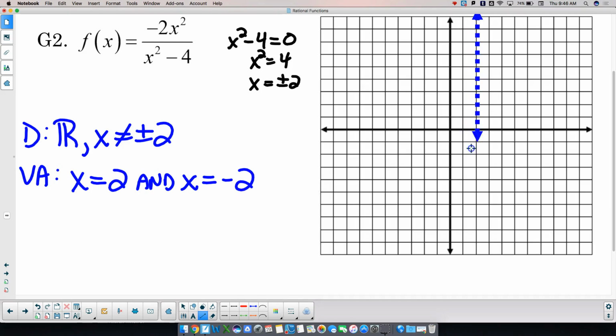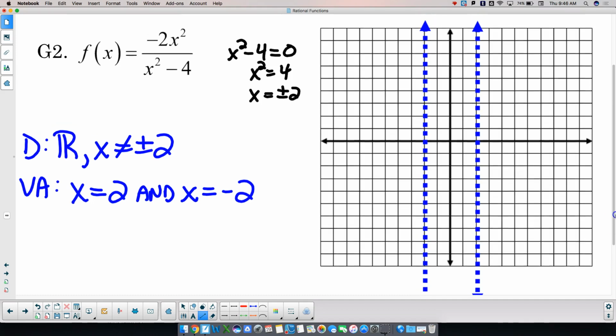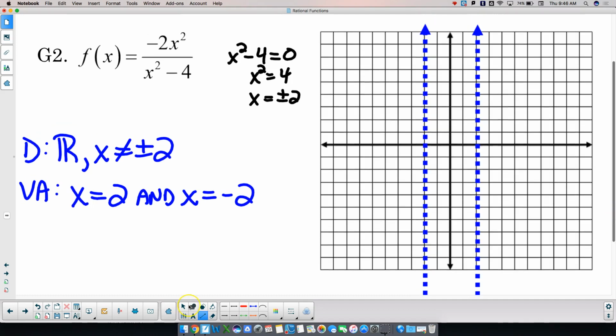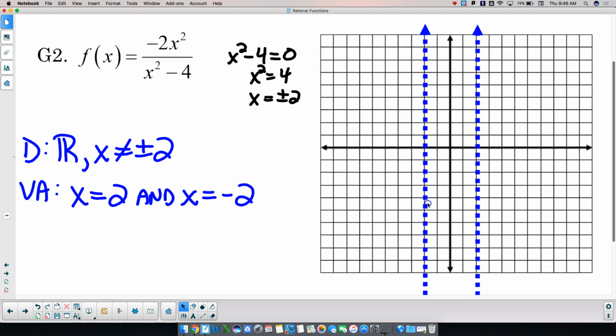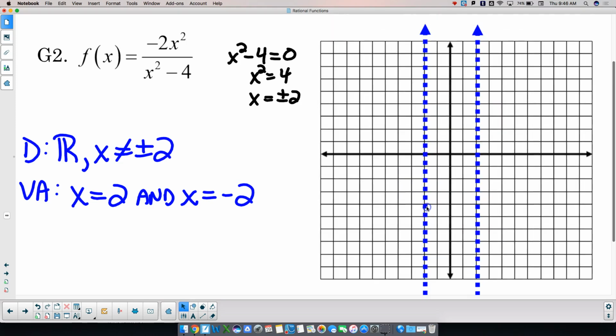there's 2, there's negative 2. Alright, fine, we'll just move this then. That works for me too. Okay? Graphing wise looks like that.